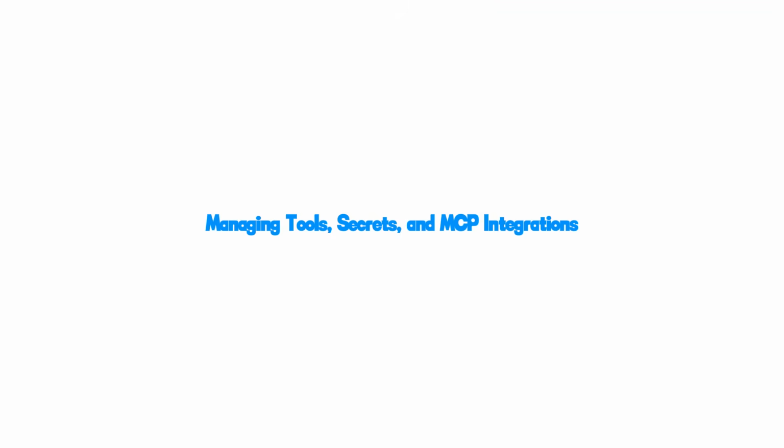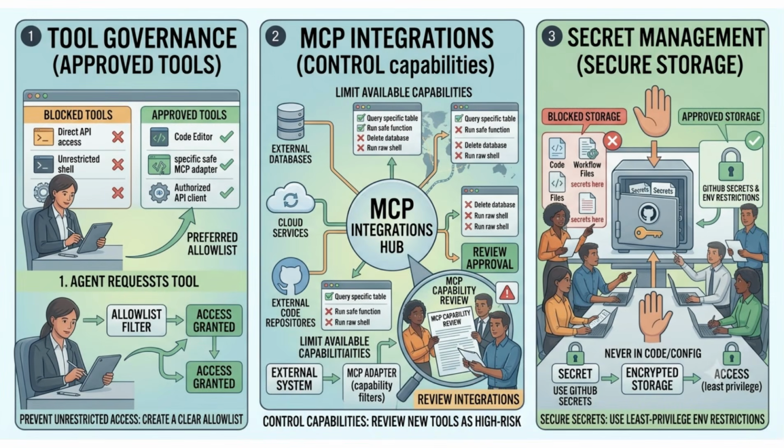Managing tools, secrets, and MCP integrations. Agent tools should be carefully controlled. Tool governance: allow agents to use only approved tools. Prefer allow lists instead of unrestricted access. MCP integrations: when using external systems, limit available capabilities. Review integrations carefully. Treat new tools as high-risk additions. Secret management: never store secrets in source code, workflow files, or configuration files. Instead, use GitHub secrets and apply environment restrictions.